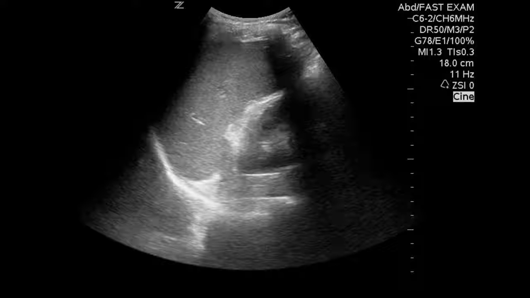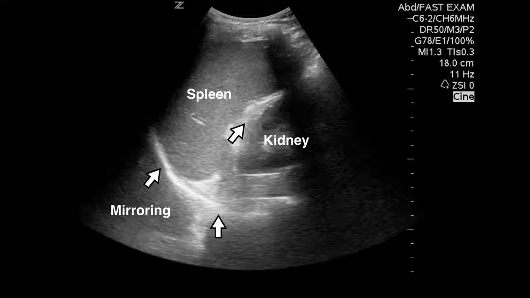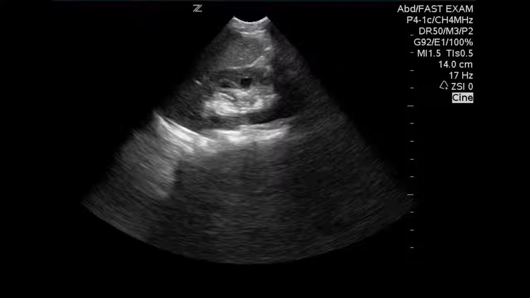Here's your left upper quadrant view, and what we're looking to identify is the spleen itself, the kidney, the splenorenal space, the spinal stripe that ends at the diaphragm and does not extend past it, the diaphragm itself, and mirroring artifact. This allows us to evaluate for presence of fluid between the spleen and the diaphragm and around the spleen.